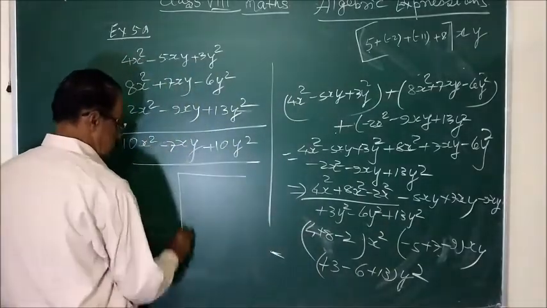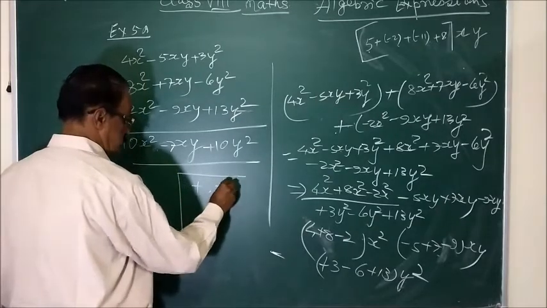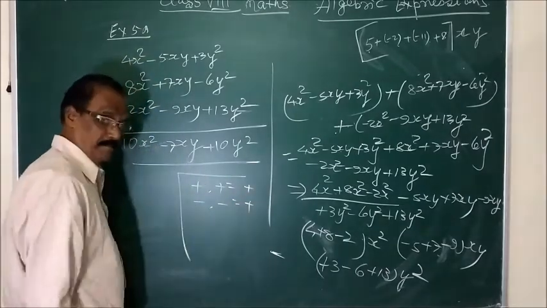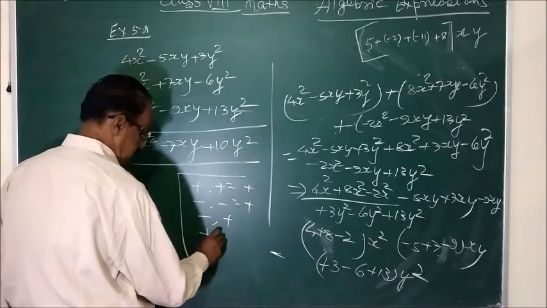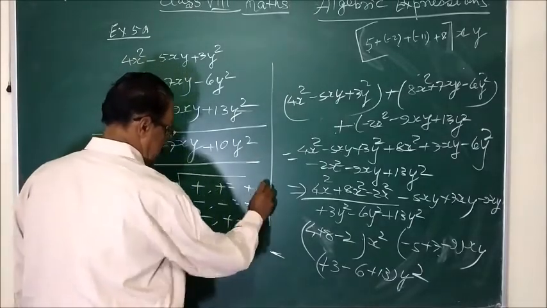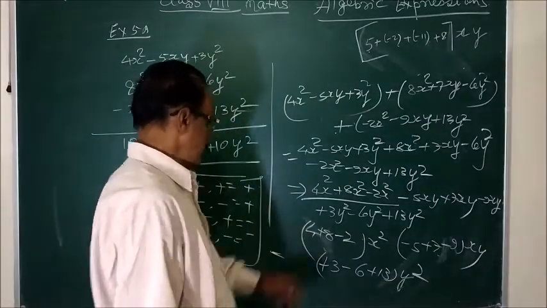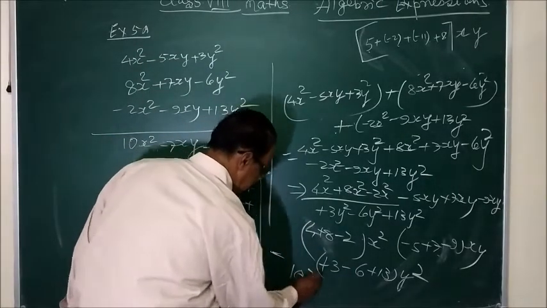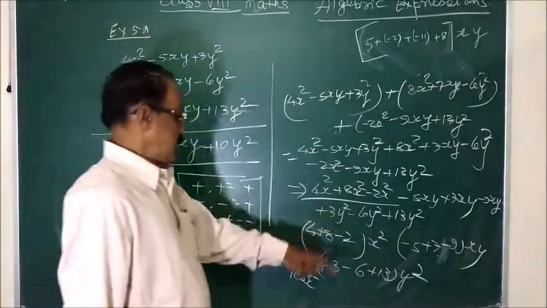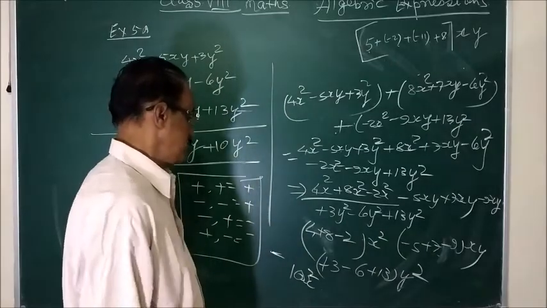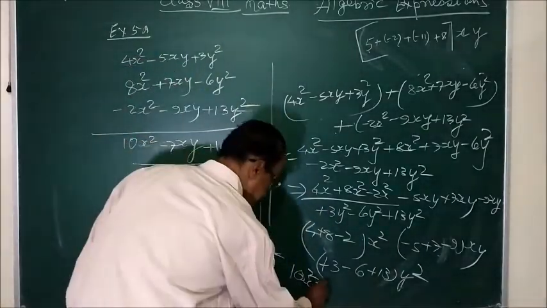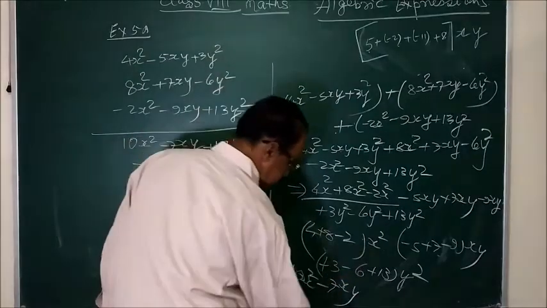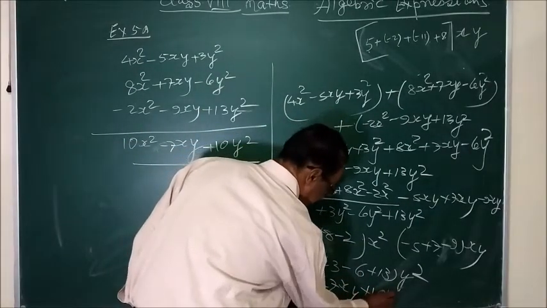You should know the rule of signs: both plus, we have plus; both minus, we have plus. Same sign, we have the sum, plus; and different signs, minus plus or plus minus, you will get negative. So you will remember these rules. Plus 4, plus 8, 12, 12 minus 2, 10, 10x squared. Similarly, you can simplify minus 5, plus 7, plus 2, or minus 9, minus 7, and plus 3, minus 6, minus 3, plus 13, plus 10, 10y squared.